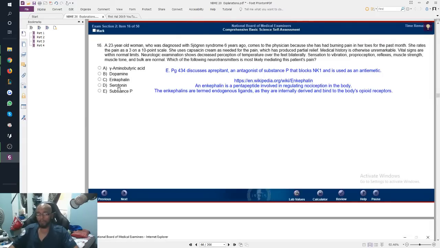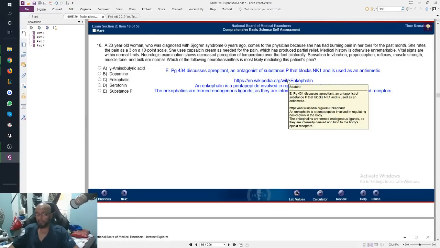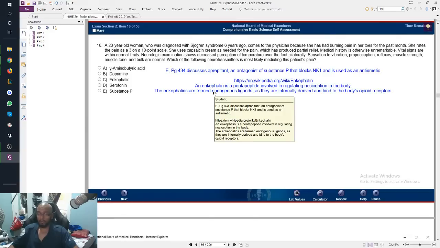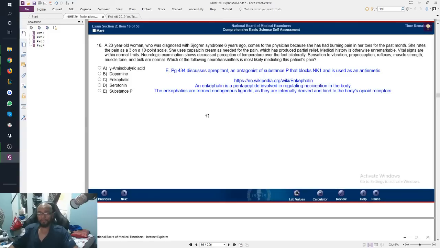The only place you might be confused is you might not know what enkephalin is, right? So, enkephalin is a pentapeptide, a 5-amino-acid peptide, involved in regulating nociception in the body. And nociception was not an issue for this patient, so you're good. The enkephalins are termed endogenous ligands, as they are internally derived and bind to the body's opioid receptors. And First Aid does mention enkephalin one time. Not that important, nor is it high yield.